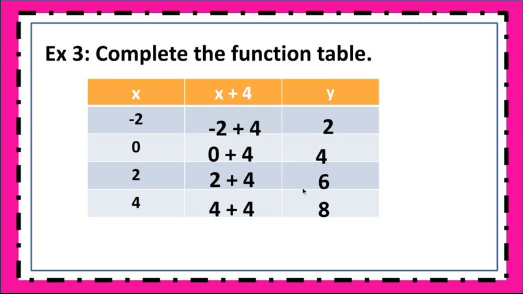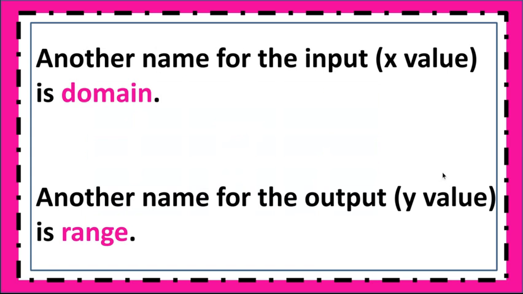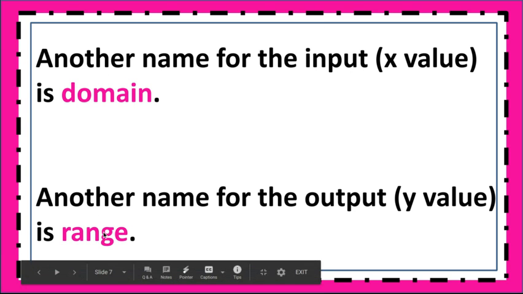And when I input a 4, the only output value is 8. Now, so far I have used the word input and the word x value. I told you they were synonyms. I'm adding a third one to the list, domain. So input, x value, domain, all the same words. Range is the same thing as your output or your y value.